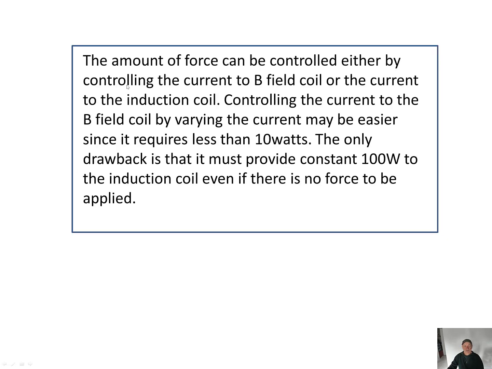So the amount of force can be controlled either by controlling the current to the B field coil or the current to the induction coil. Controlling the current to the B field coil by varying the current may be easier since it requires less than 10 watts. The only drawback is that it must provide a constant 100 watts to the induction coil even if there is no force to be applied.